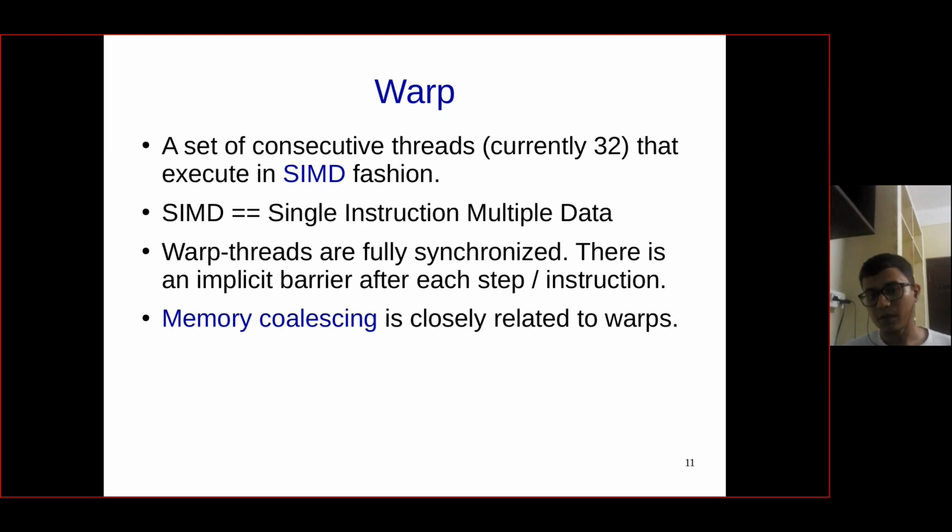And there is something called memory coalescence, which is closely related to this warp. We'll see this in the memory lectures, and we'll see that this warp-based execution can help in reducing memory latencies using memory coalescence.